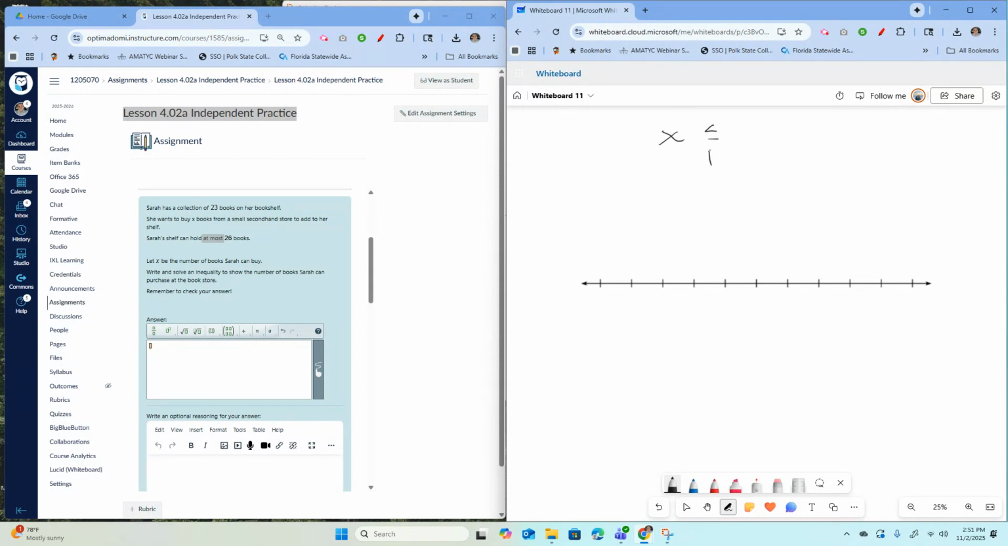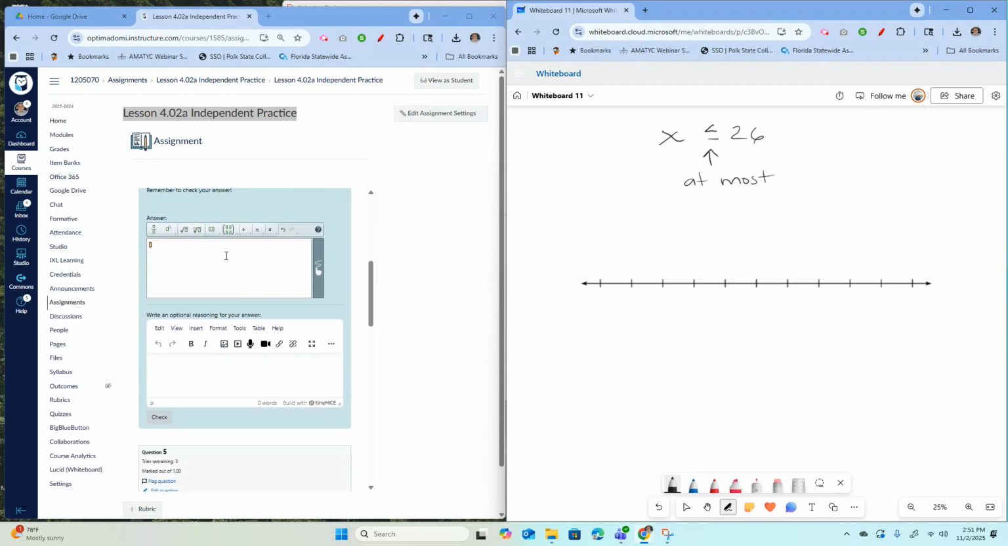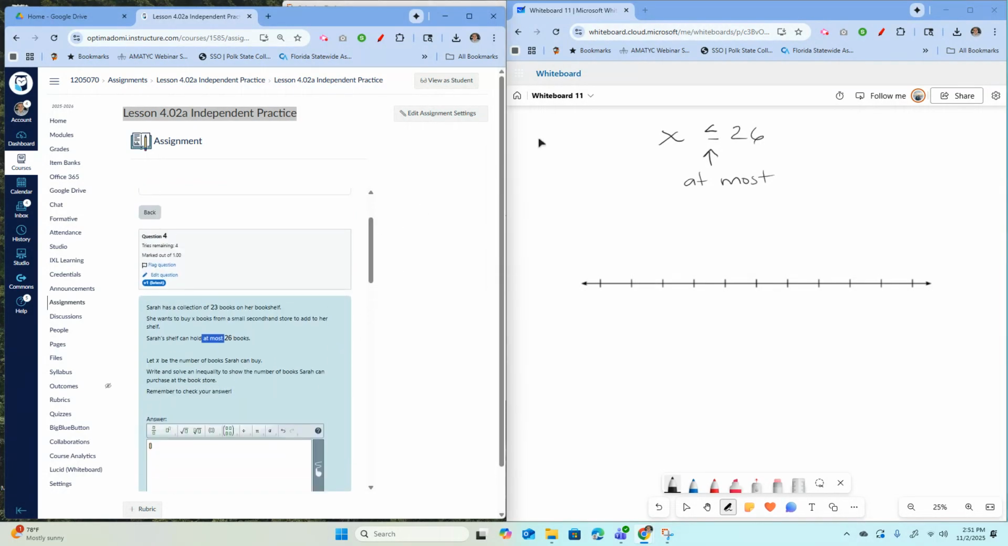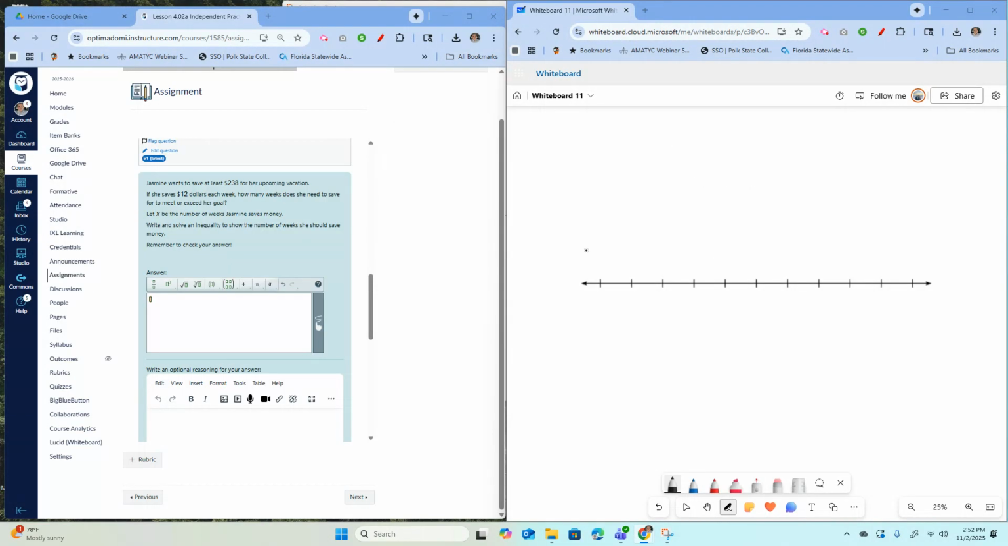That's what these words mean, at most. When you have at most, it's going to be less than or equal. That's a key word. That's something you're going to have to remember. And then they put here 26. Now they're asking you to write that here in the box. That's all you have to do. No graph in this one. Okay, let's go to the next one.